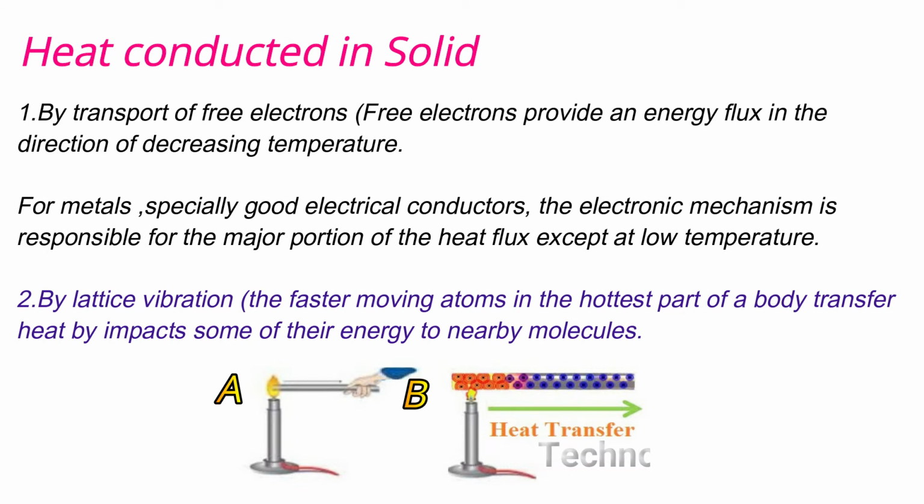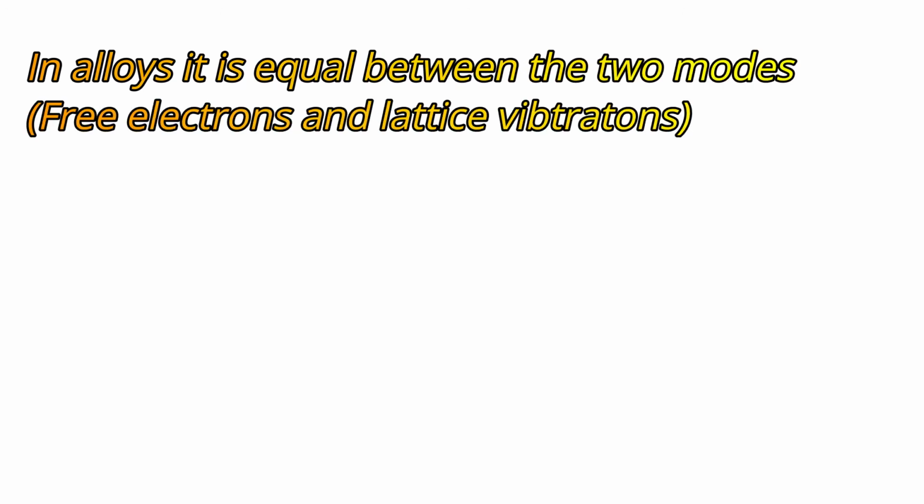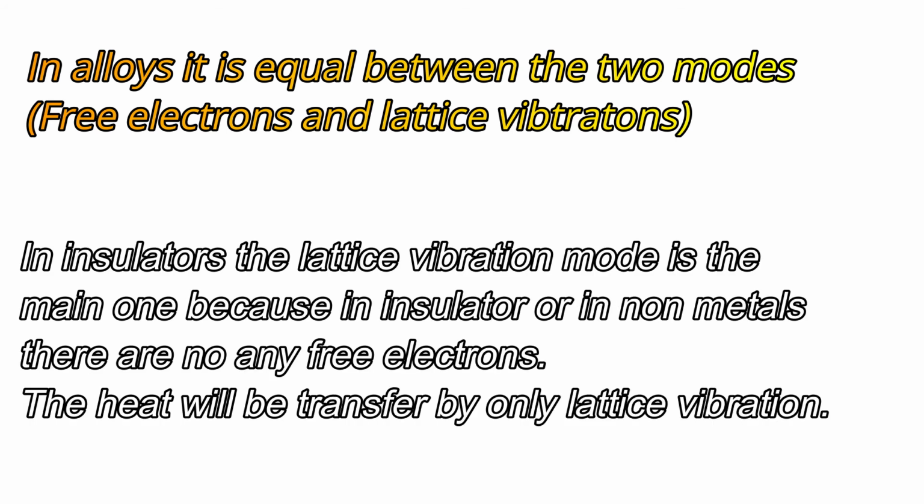In pure metals, conduction is due to lattice vibration as well as free electrons. But in the case of alloys, it is equal between the two modes, free electrons and lattice vibration. While in the case of insulators, the lattice vibration mode is the main one, because in insulators or non-metals there are no free electrons. So the heat will be transferred by lattice vibration only.